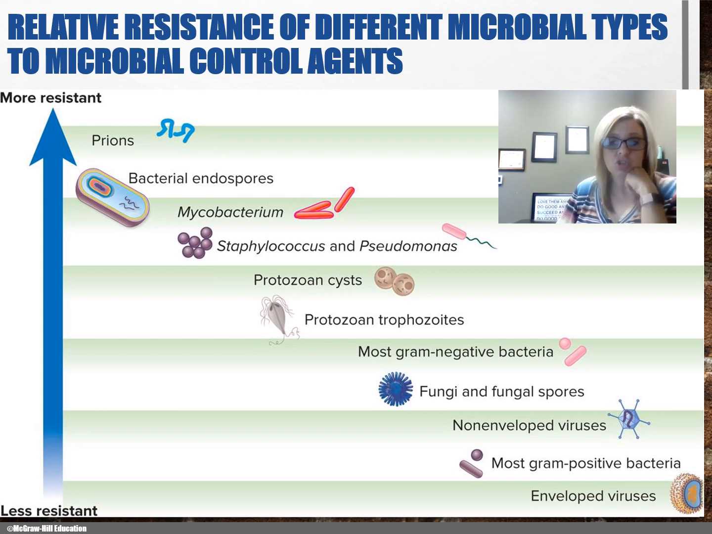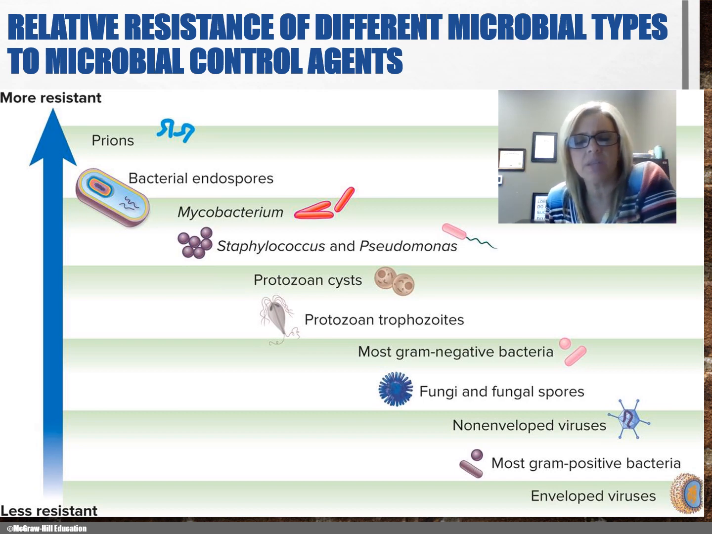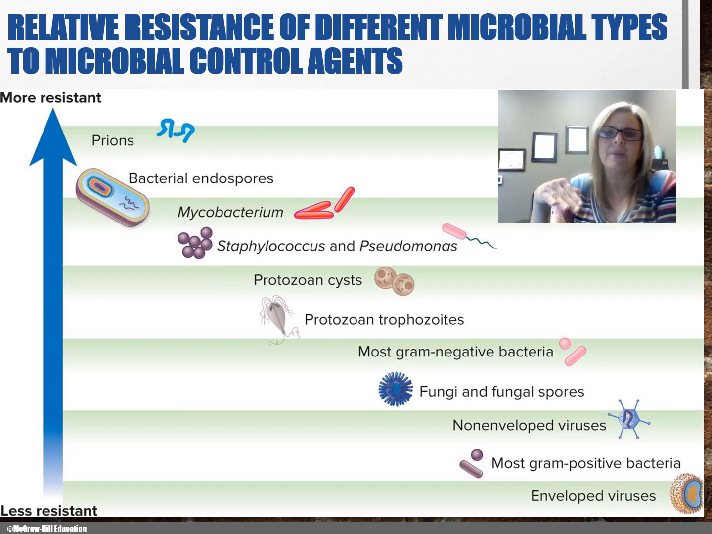So this is a really good chart. You definitely need to know this. This is the resistance of different microbial types, starting from the highest in resistance to the lowest. And so you can see that prions and endospores are going to be the hardest to kill. Vegetative bacteria and fungi are the easiest to kill. So be sure you know this. I can promise you this is on the test.